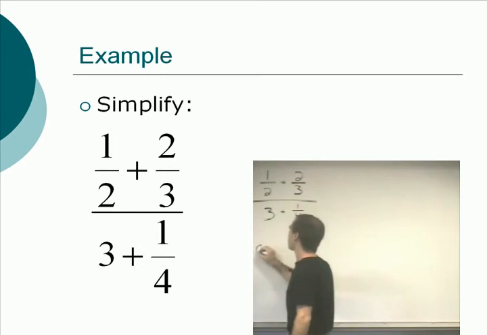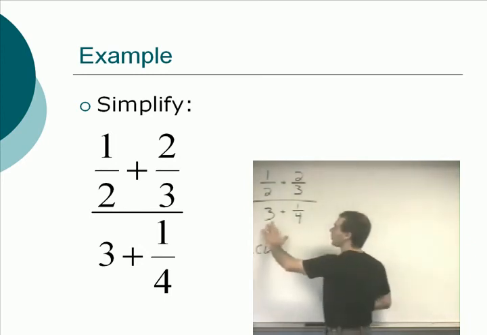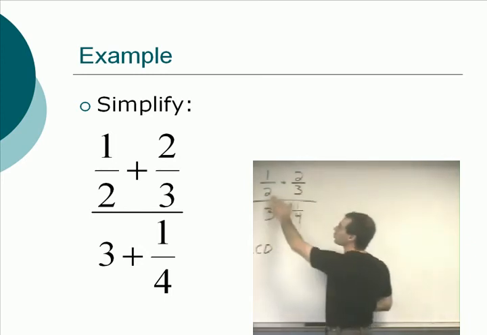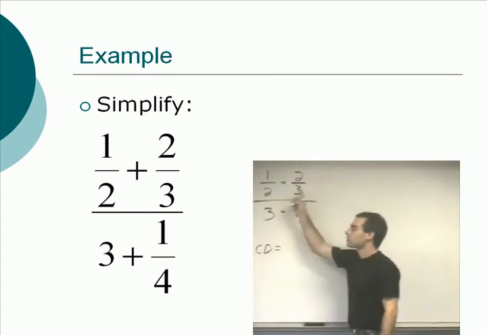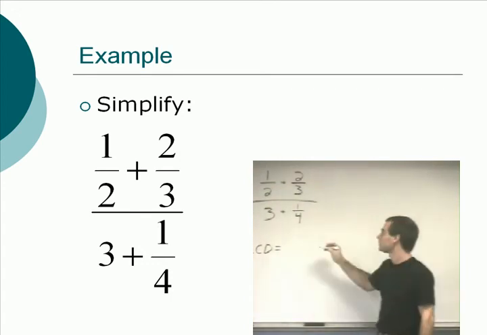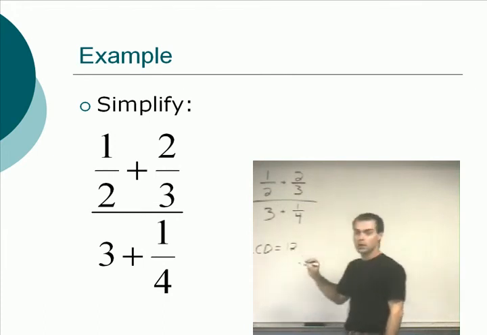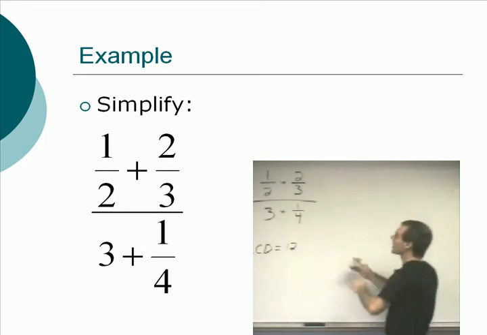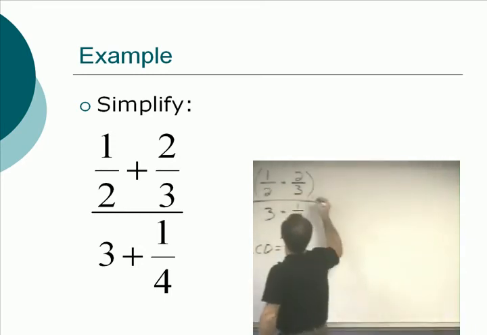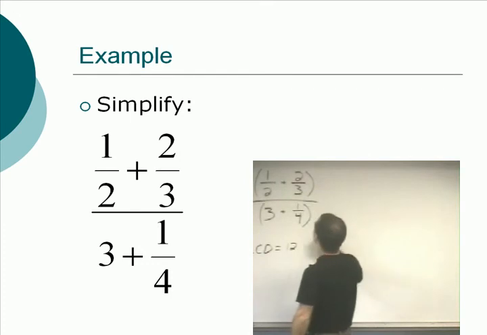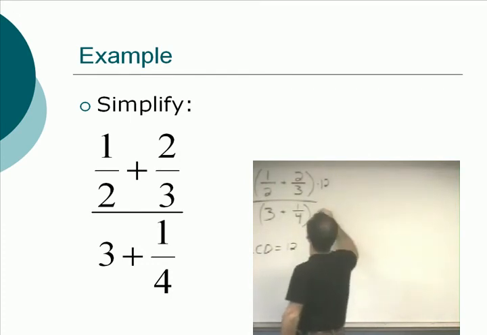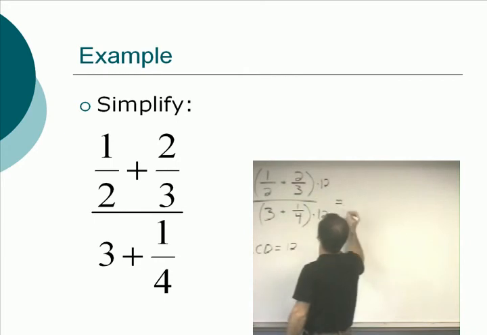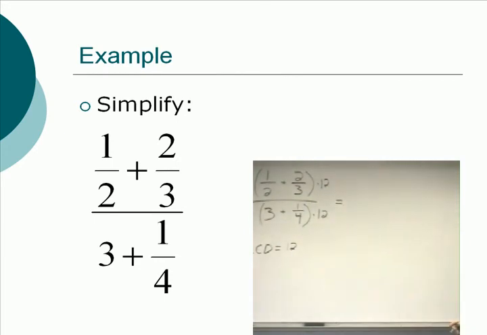So if you look at all the fractions that show up here, 3 over 1, 1 over 4, 2 over 3, and 1 over 2, what is your LCD of everything you see? 12. Everybody agree? 12 is the LCD of the whole works. Now we're going to multiply the entire numerator and the entire denominator by 12. And if you do that, and if you've chosen the right LCD, you'll have a simple fraction. It won't be compound anymore or complex.